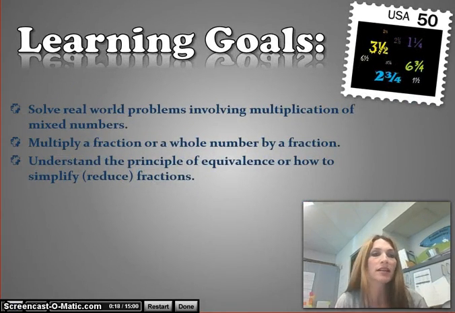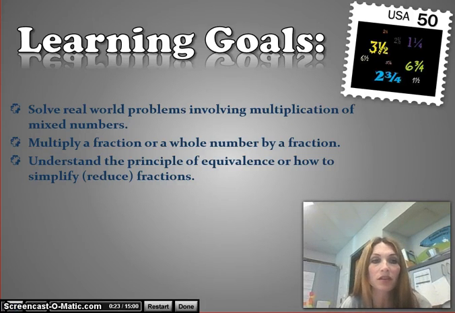Our learning goals for the lesson are to solve real-world problems involving multiplication of mixed numbers. We will multiply a fraction or a whole number by a fraction, and we'll understand the principle of equivalency, or how to simplify or reduce fractions. Please pause and write these in your journal. When you're ready, go ahead and push play.